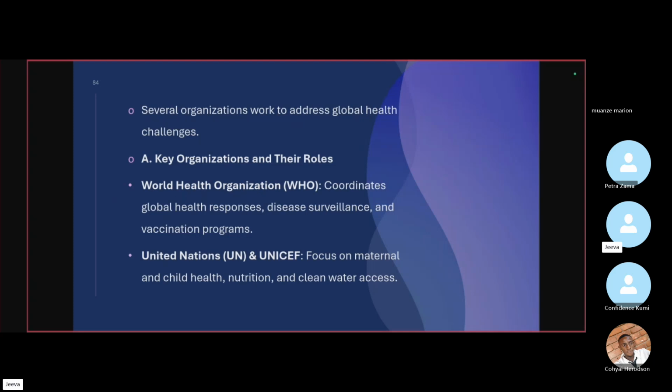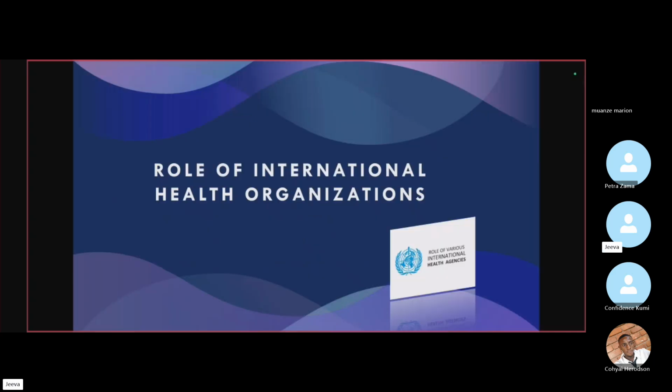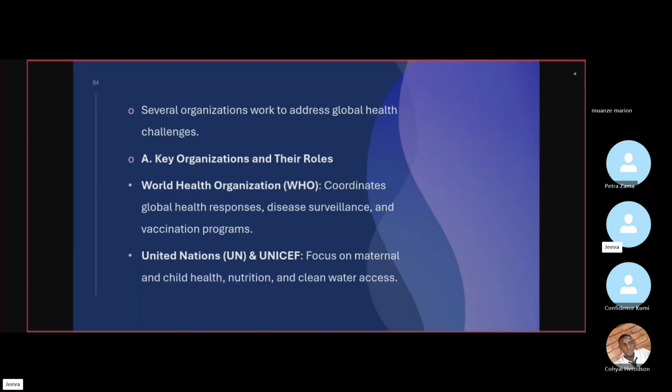Then WHO will take up surveillance and conduct vaccination programs for the prevention of diseases. And UNICEF or UN, they focus on maternal health, childbirth, nutrition, and clean water access. So that is how different organizations work. Okay, clear? Role of international organizations in health.